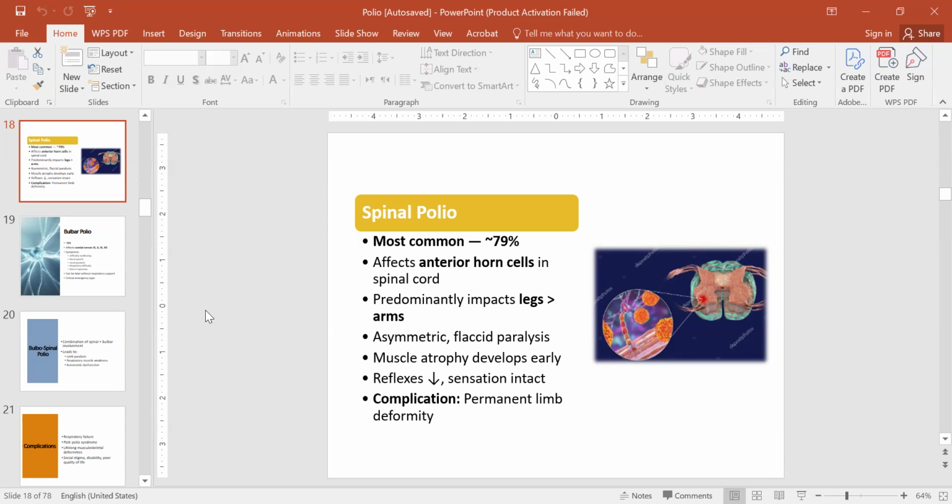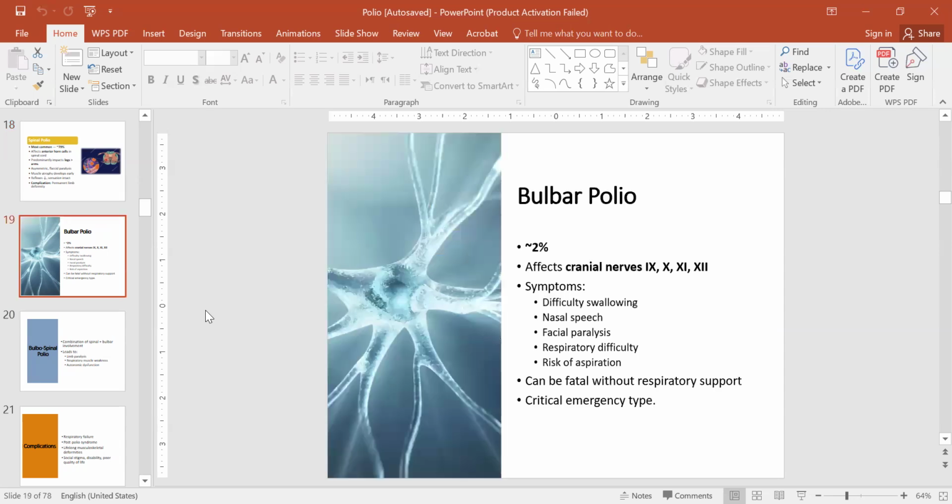It affects anterior horn cells in the spinal cord, and it predominantly impacts legs more than the arms. Again, the paralysis is flaccid and asymmetric. Muscle atrophy develops early, reflexes are reduced, but sensations are intact. A complication is that permanent limb deformity occurs.